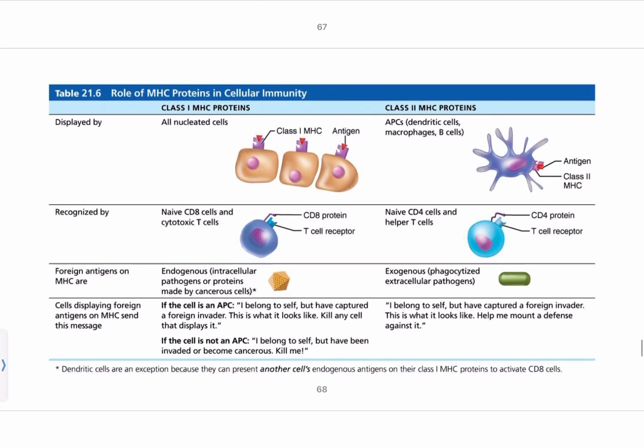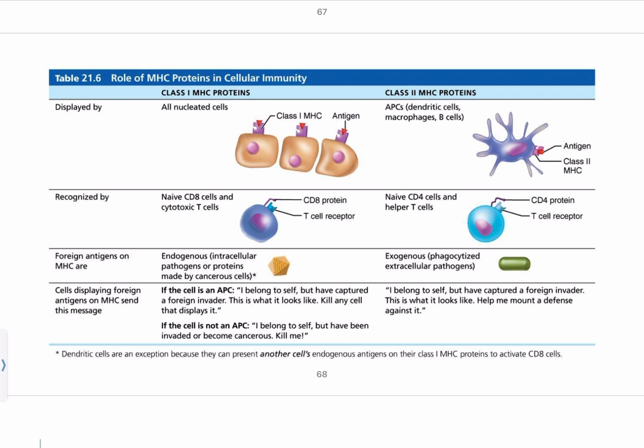So this is a good summary table, kind of distinguishing between the location and who has the class 1 MHC proteins versus the class 2 MHC proteins and what they're recognizing.